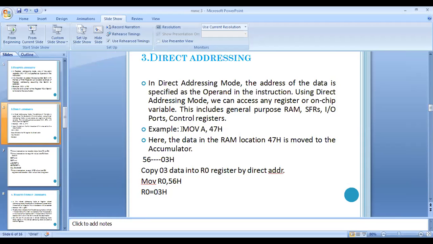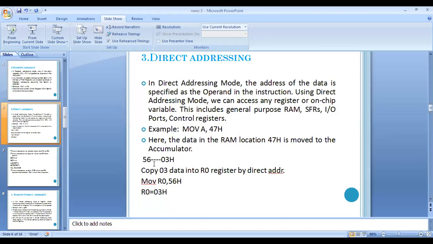See here. Example बघा, MOV A, 47h. What it means? You have to consider 47 as an address first. 47 या ऍड्रेसला जो डेटा स्टोअर केलेला आहे तो डेटा मूव्ह करा. कुठं? A मध्ये. समजतंय? So see here, the data in the RAM location 47h is moved to the accumulator.